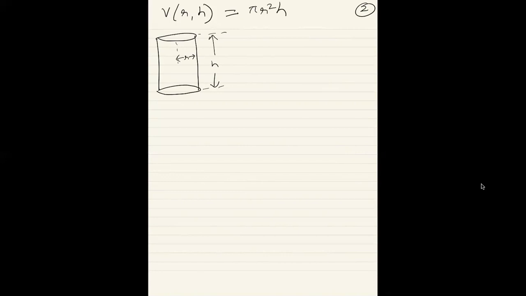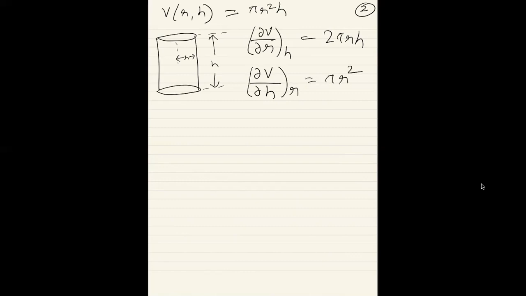If this is confusing to you, you can go look up the Wikipedia page for the volume of a cylinder. So we can calculate the change in volume with respect to R if H is kept constant. That will be 2 pi R H. We can similarly calculate change in volume with respect to height if R is kept constant, and that will be pi R squared.